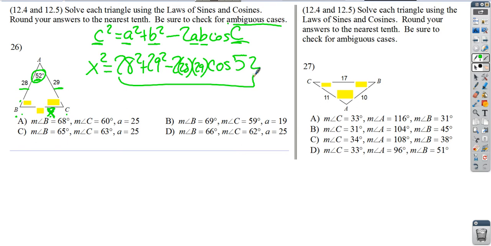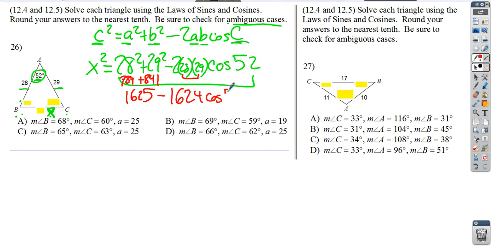One thing I want to show you, just to avoid a common mistake. 28 squared is 784. 29 squared, I think, is 841. When you add those together, you get 1625. Then 28 times 29 is 812, I believe, and then times the 2 would be 1624.